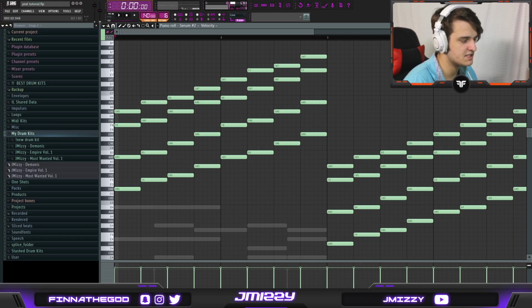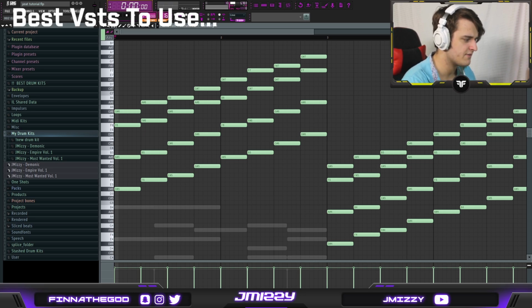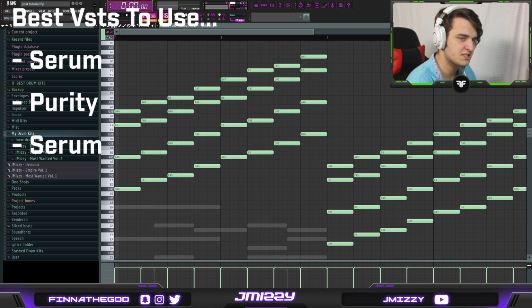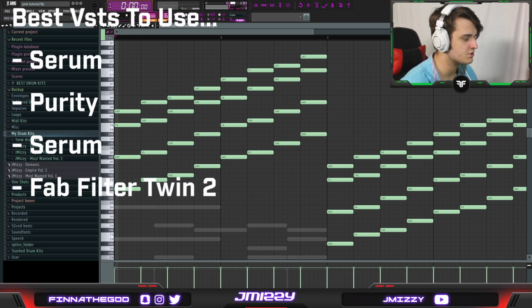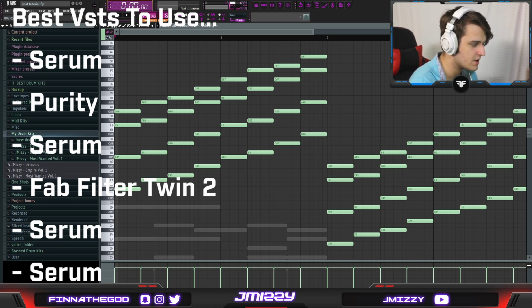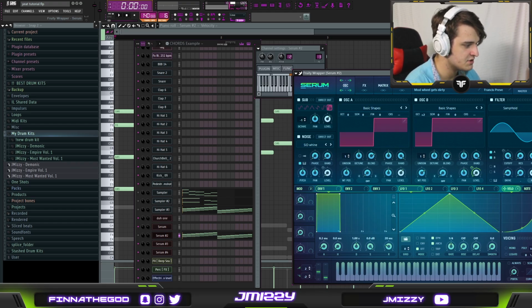As for the actual VSTs and sounds to use for Yeat type beats, there's a vast amount of VSTs that you can use that work. Some of my favorites include Serum, Purity. Another good one is Fab Filter Twin 2. You can also try using Serum, as Serum is one of those VSTs that I find works really well. Get the point?